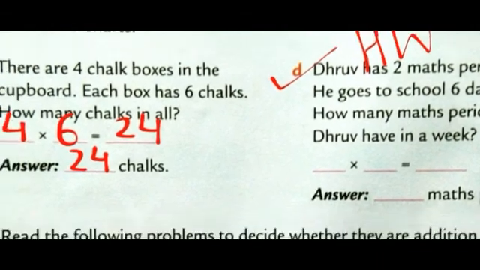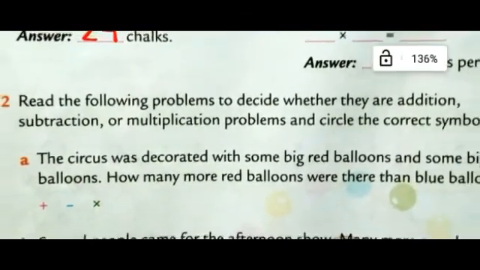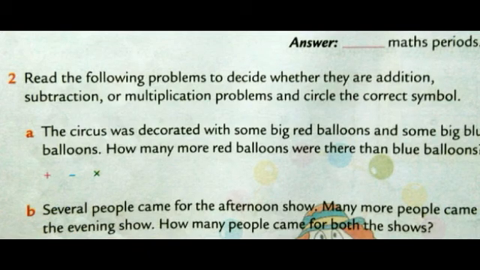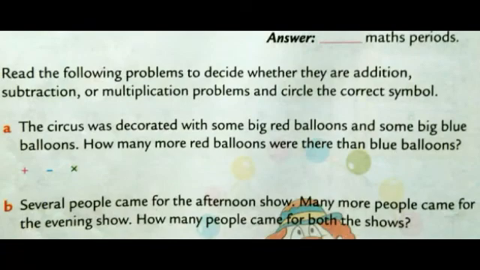Okay. Moving on to the next question. Read the following problems to decide whether they are addition, subtraction or multiplication problems and circle the correct symbol. So we have to read the question carefully and then find out whether we have to add or subtract or multiply. Okay. See the first one.